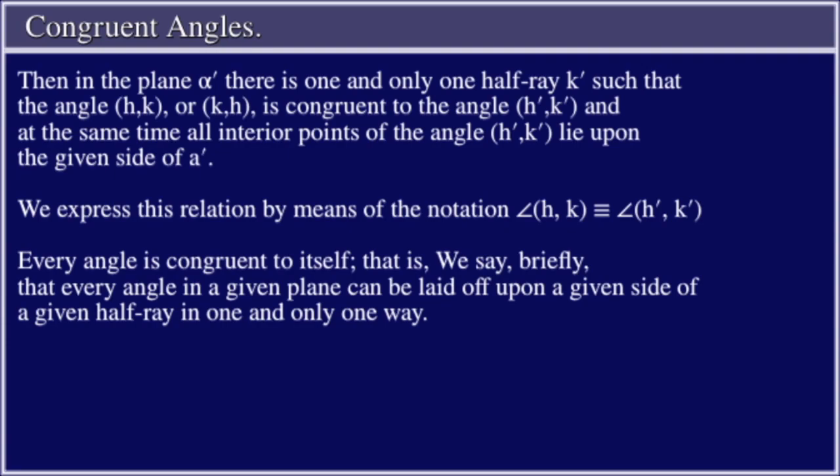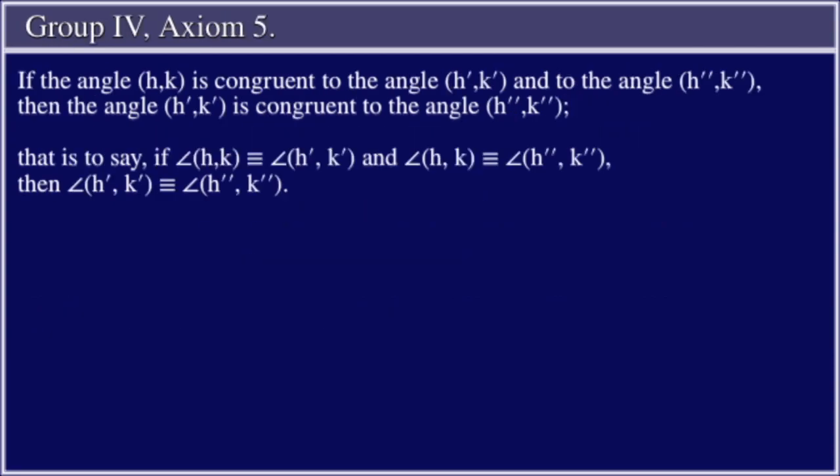We express this relation by means of the notation: the angle (h, k) ≡ the angle (h', k'). Every angle is congruent to itself. That is, the angle (h, k) is always congruent to the angle (h, k), or the angle (h, k) is congruent to the angle (k, h). We say briefly that every angle in a given plane can be laid off upon a given side of a given half-ray in one and only one way.